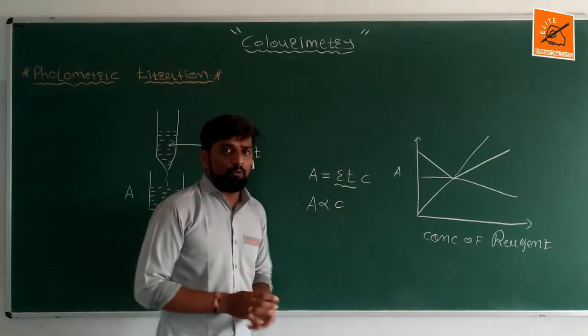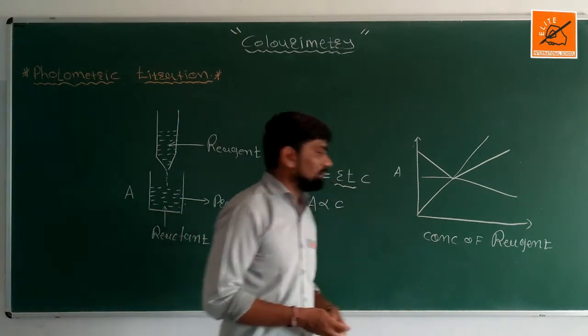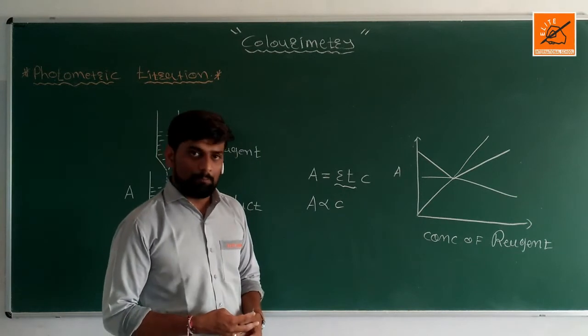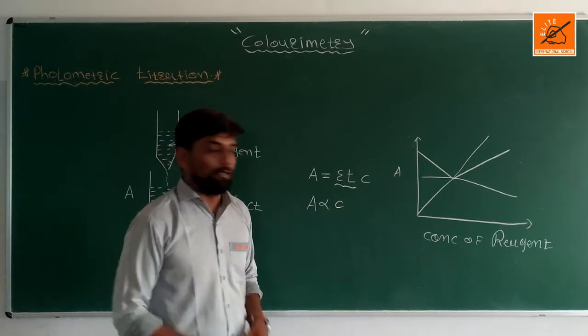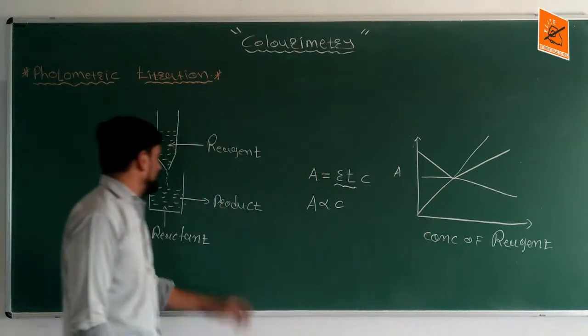So there are four types of graph that will be obtained whenever we plot absorbance against concentration or volume of the reagent. This graph is used to determine the endpoint.